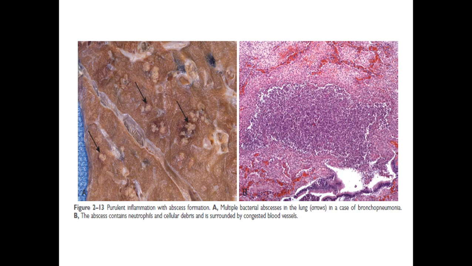And this is purulent inflammation with abscess formation. You notice here multiple bacterial abscesses in the lung, pointed by the arrow. They are yellow to white collections within the parenchyma of the lung, in this case of bronchopneumonia. On the right side is the histological section showing the debris and the collection of necrotic material in the center, surrounded by inflammatory cell infiltration, and many dilated blood vessels appear here. Reddish dilated blood vessels surround the focus of inflammation.